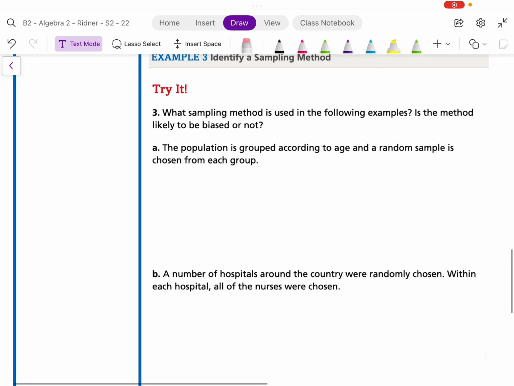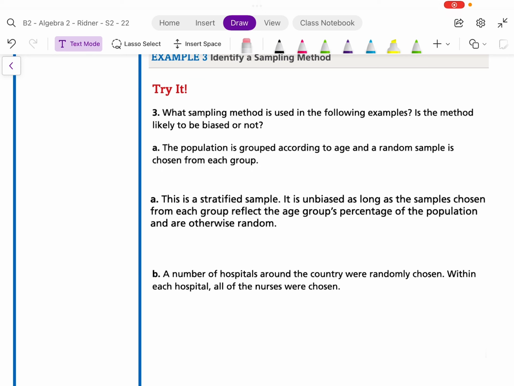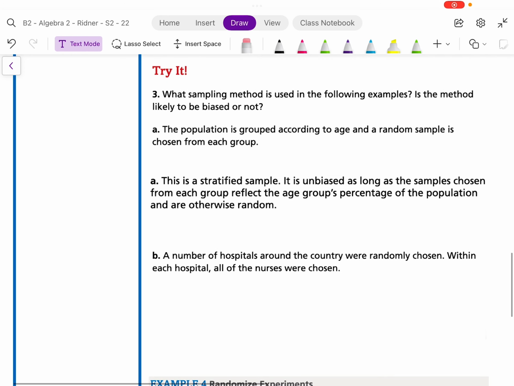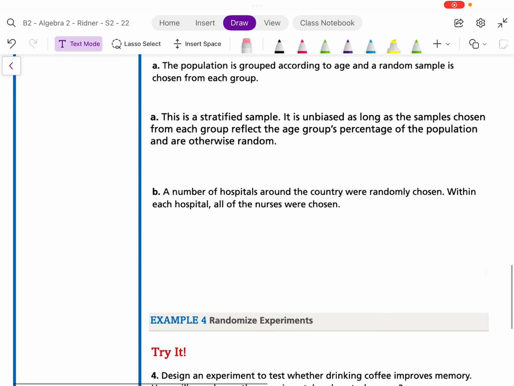All right. The population is grouped according to age, and a random sample is chosen from each group. So which style is this from definition? Well, by definition, this is a stratified sample. It's unbiased as long as the samples chosen from each group reflect the age group's percentage of the population and are otherwise random. So random is always important there.